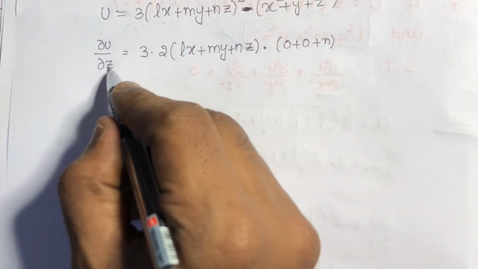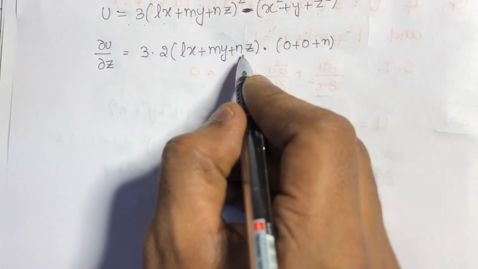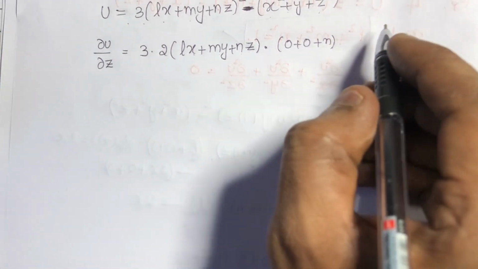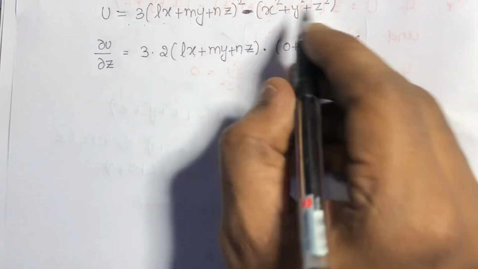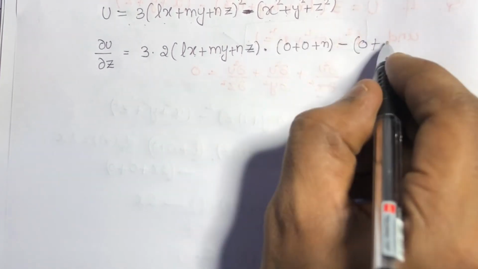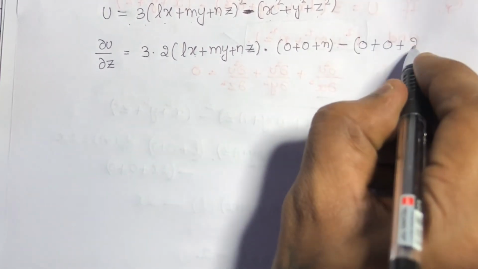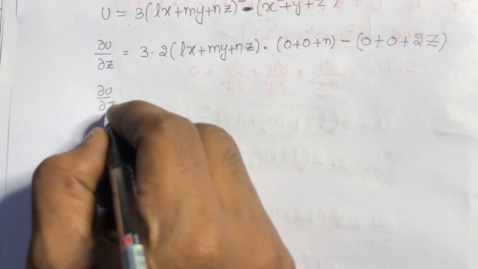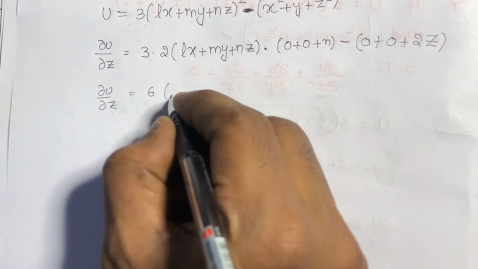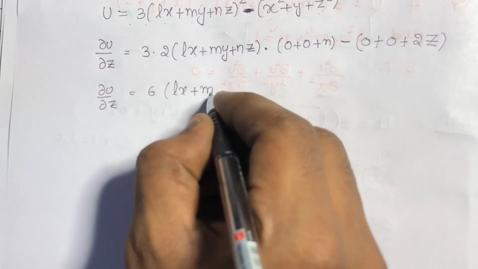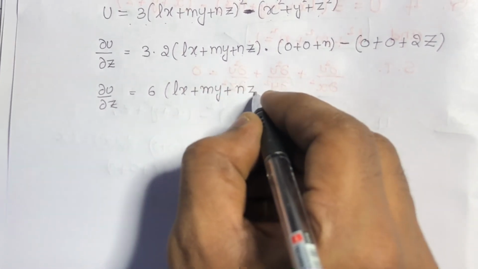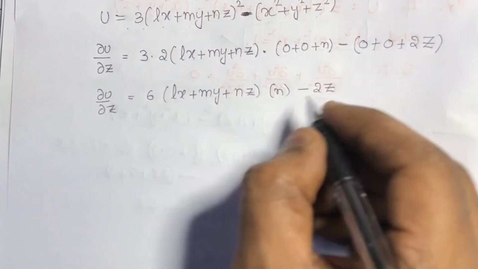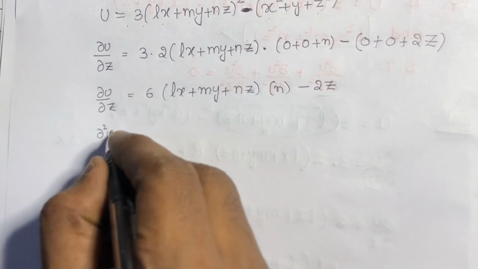Because I'm differentiating with respect to z, these two become 0, x and y we treat as constants, minus, this is treated as constant, this is treated as constant, z square will be 2 times of z. So my dou u by dou z is equal to 3 into 2, that is 6, into (Lx + My + Nz) into (n minus 2z). Now again differentiate.